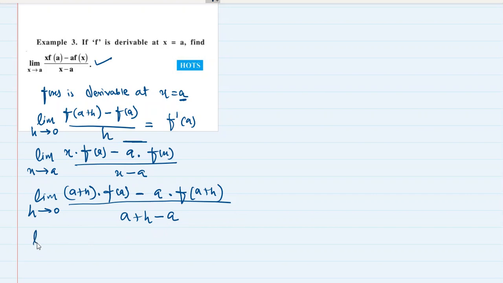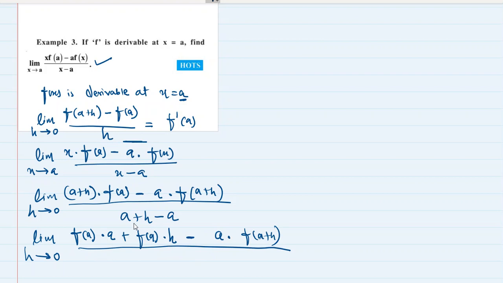Okay, now this will get simplified as limit when h tends to 0 of, see, we have a plus h multiplied by f of a. So can we multiply f of a with a and h both? Yes, we can, definitely. So a f of a multiplied by a plus f of a multiplied by h minus, here we cannot do anything, so we'll just write a multiplied by f of a plus h, and in the denominator I will cut a and minus a, and I'm just going to write h.